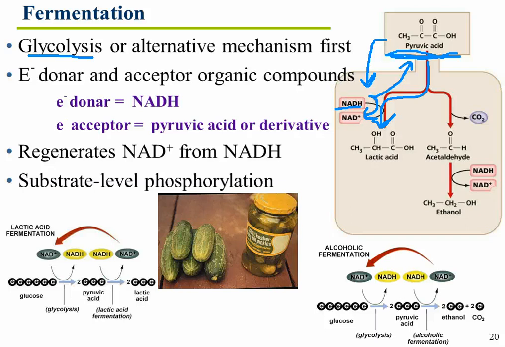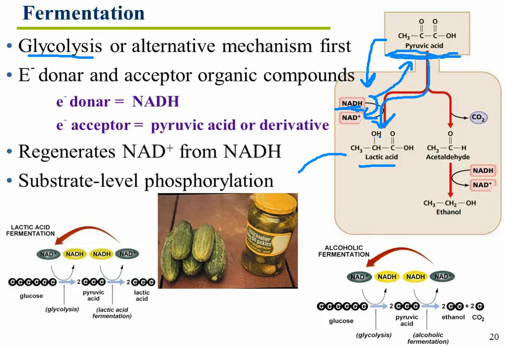Notice the differences between pyruvic acid and lactic acid. There's a hydrogen right there where I put a little dot. Again, that's coming from the giveaway from NADH. That's lactic acid. It's a 1-step pathway. That's the lactic acid pathway.